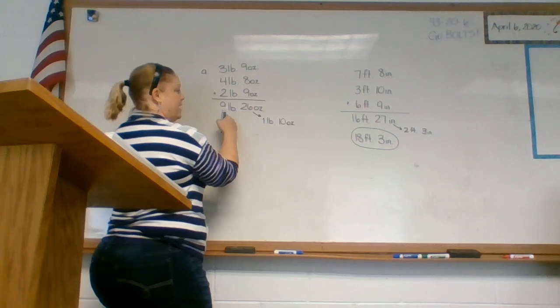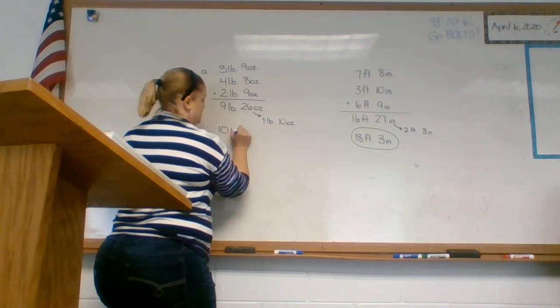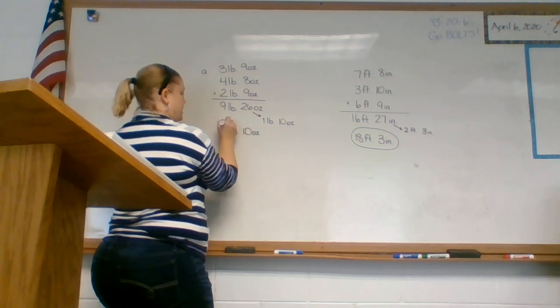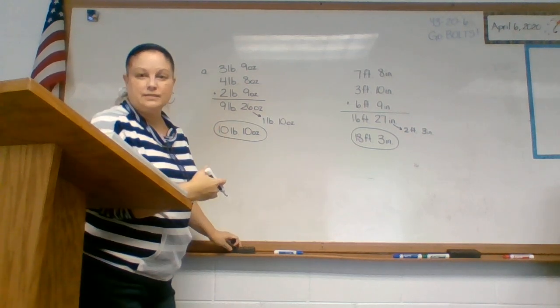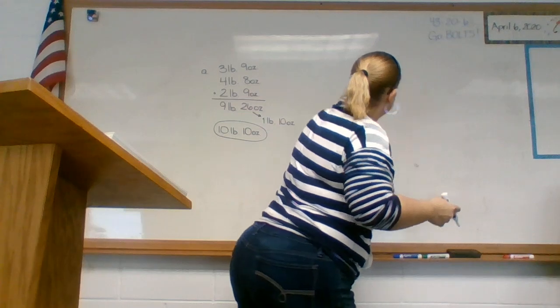So we are going to combine the pounds now, 10 pounds, and keep our ounces. This is our answer completely simplified. All right, let's do B together.